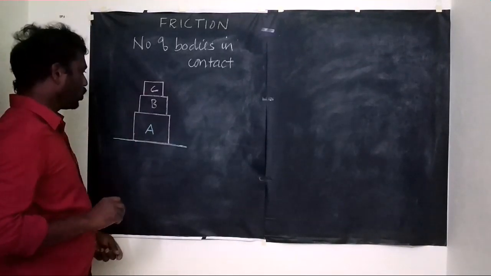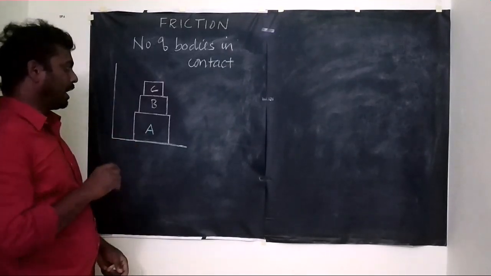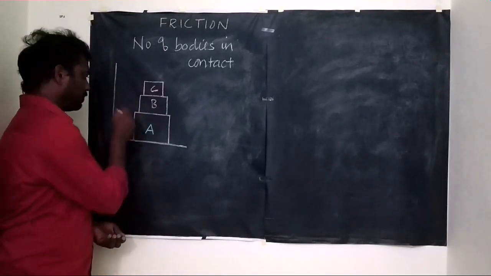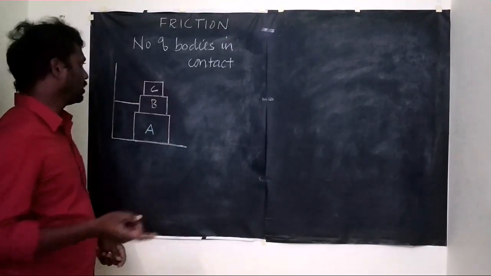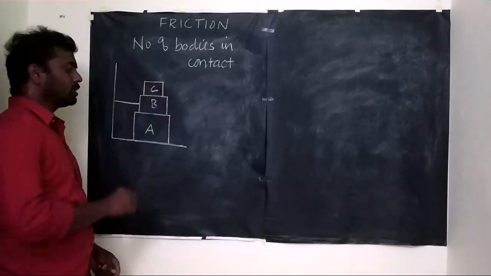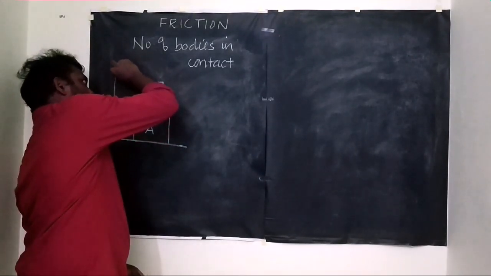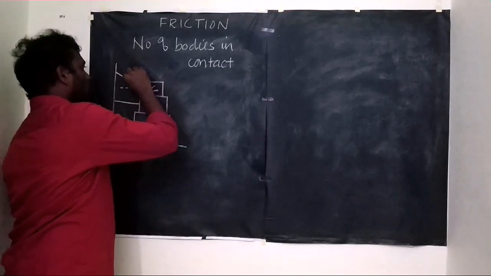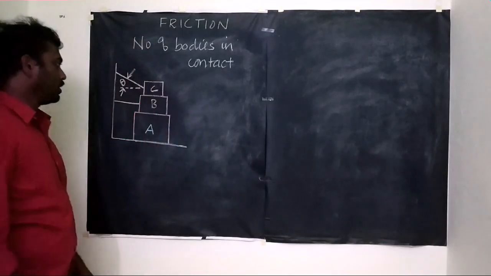Here I am going to take one vertical wall. Then I am going to connect this vertical wall and block B with the help of some string. As well as I am going to take one more string. That string is used to connect this block C and the vertical wall. Here this string is inclined to the horizontal line. This angle is assumed as theta. This is my system.